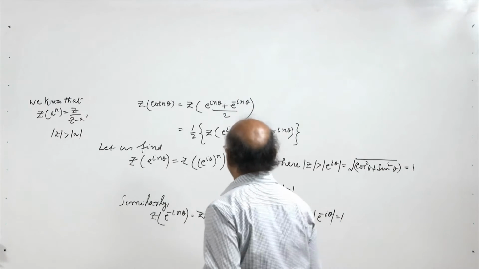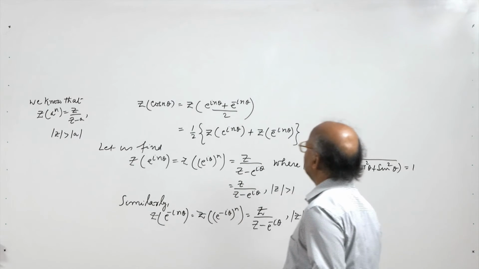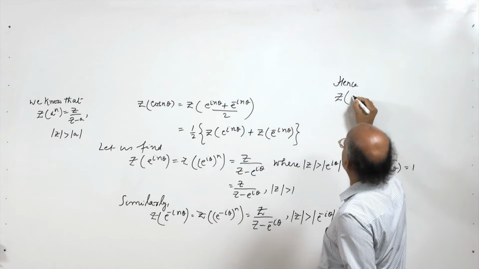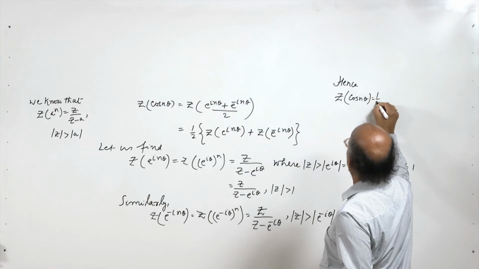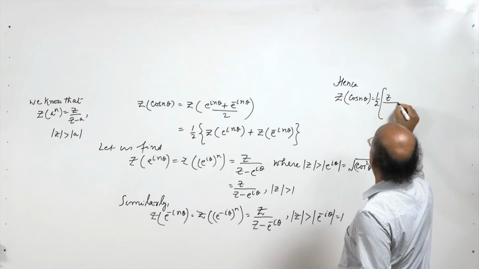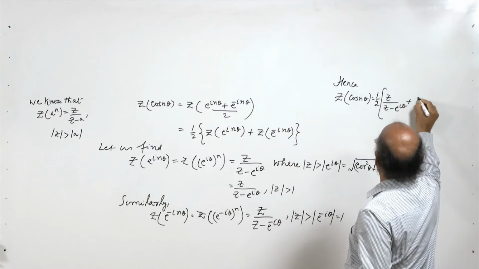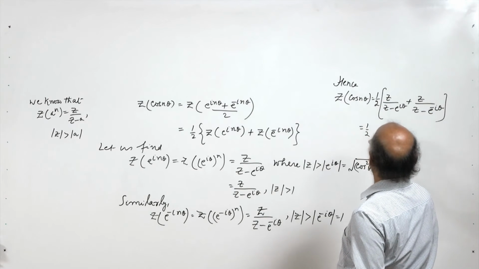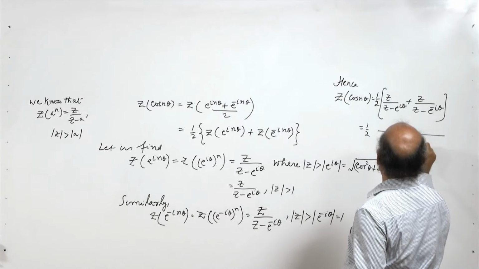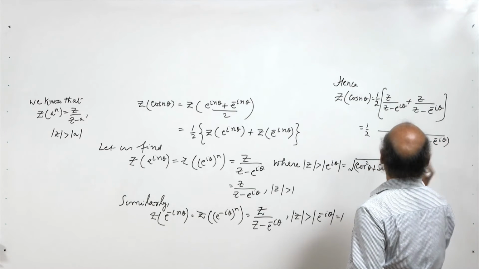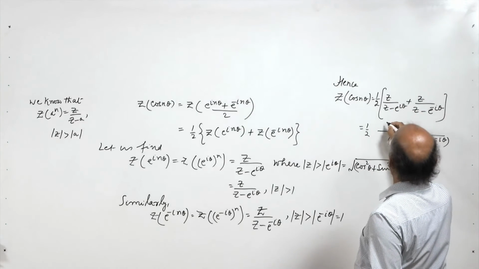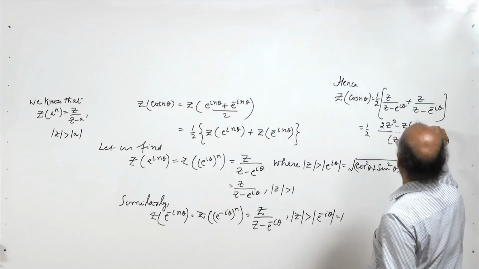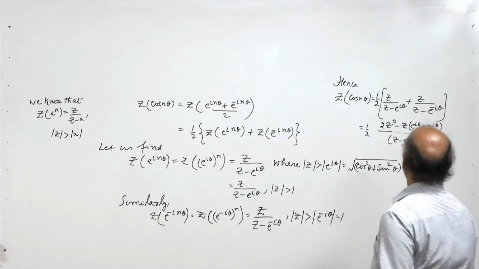And let us now put the values of Z transforms of e to the power i n theta and e to the power minus i n theta. So then we shall have, hence Z transform of cos n theta will be equal to 1 by 2 [Z over Z minus e to the power i theta plus Z over Z minus e to the power minus i theta], and we can write this as Z minus e to the power i theta into Z minus e raised to the power minus i theta in the denominator. So this is Z square. Okay. And then it is 2Z square minus Z times [e to the power i theta plus e to the power minus i theta].